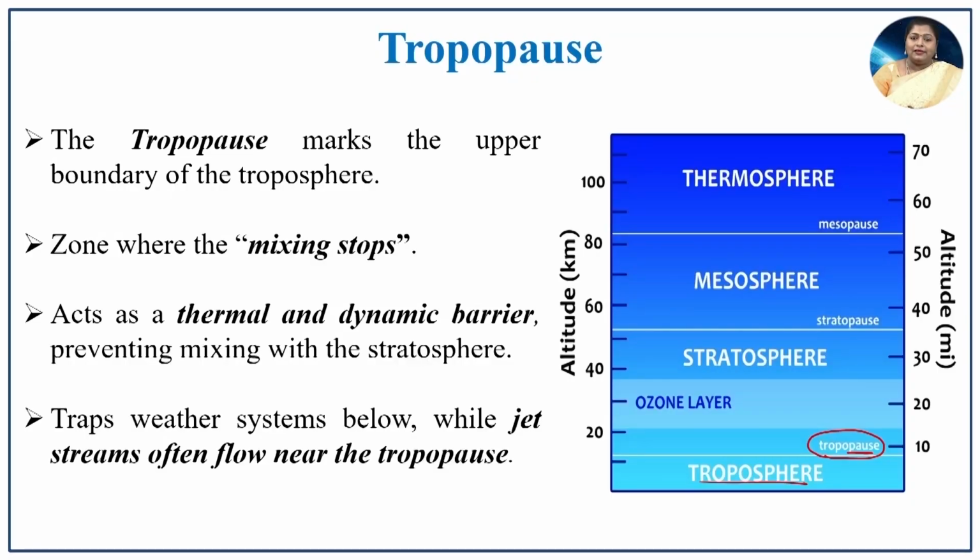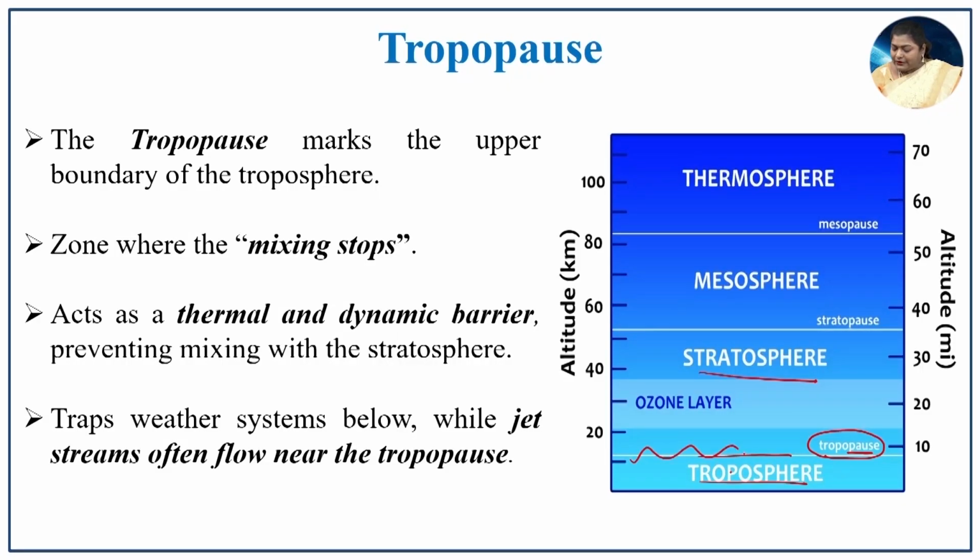It acts as a thermal and dynamic barrier which prevents the mixing with the stratosphere. So, it is a barrier between the troposphere as well as the next layer, that is the stratosphere. It traps the weather system below, and jet streams often flow near this tropopause. In this tropopause only what? The jet stream is often flowing in this region.